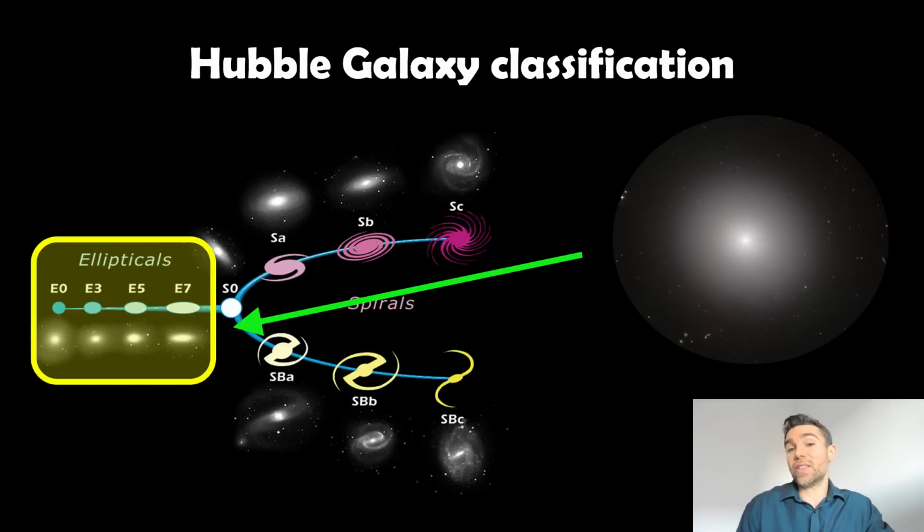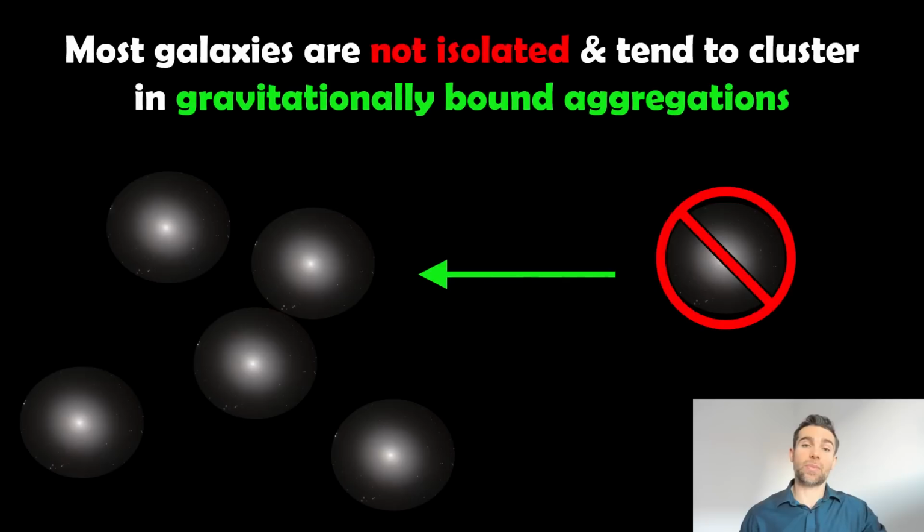But we're not interested in the galaxy classification itself; we're more interested in how these galaxies behave on a bigger scale, in clusters. Most galaxies in the universe are not isolated. They're not just sitting there in space, evenly distributed. They tend to cluster together in gravitationally bound aggregations, in these groups and clusters, and they're not evenly distributed.